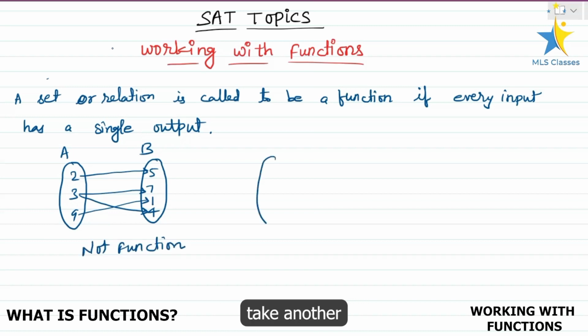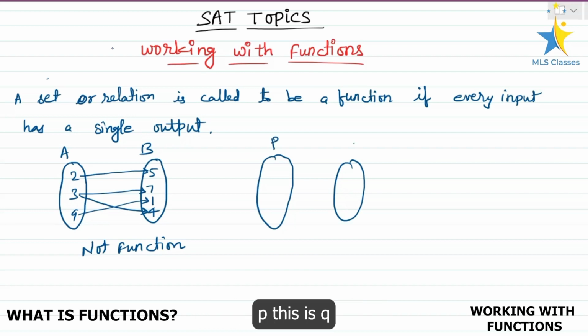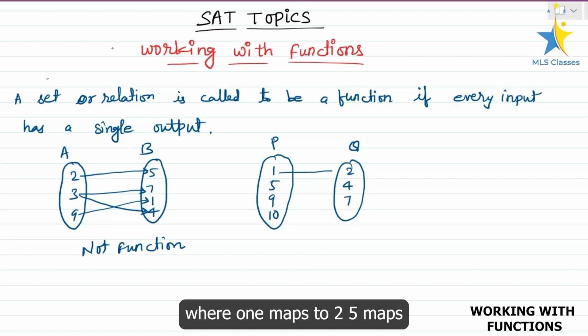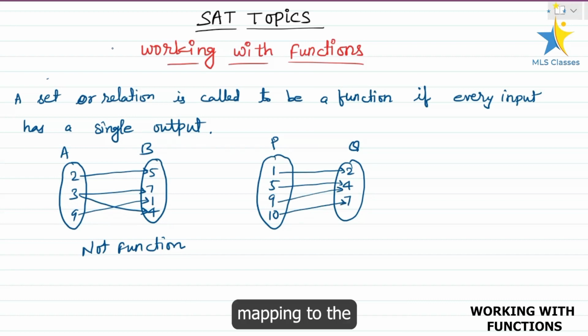Now if we take another mapping diagram, suppose this is P, this is Q, where P has 1, 5, 9, 10, and here we are having 2, 4, 7, where 1 maps to 2, 5 maps to 4, 9 also maps to 4, and 10 maps to 7. Here you can see two inputs are mapping to the same output. So this is a function.